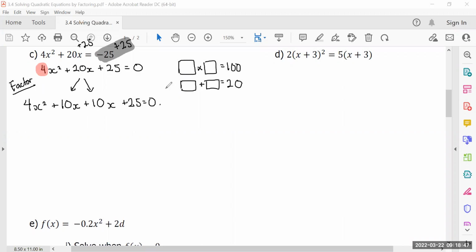Okay, and if you can't quite remember where this came from, I believe it's 2.4 or 2.5 from your chapter 2. Forgive me for not remembering. Okay. Next, we will group two terms, group the other two terms.